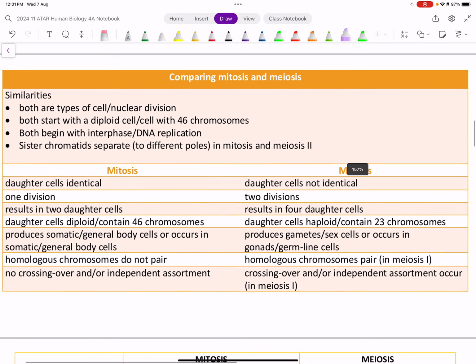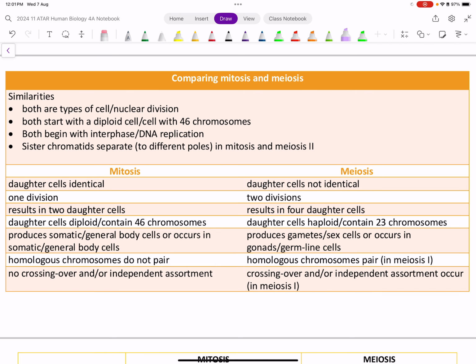So this table here is a nice one for us to very quickly compare some similarities and some differences between mitosis and meiosis. Now, in a test situation or exam situation, you could very much draw a table like this to clearly show similarities and differences between these two processes.